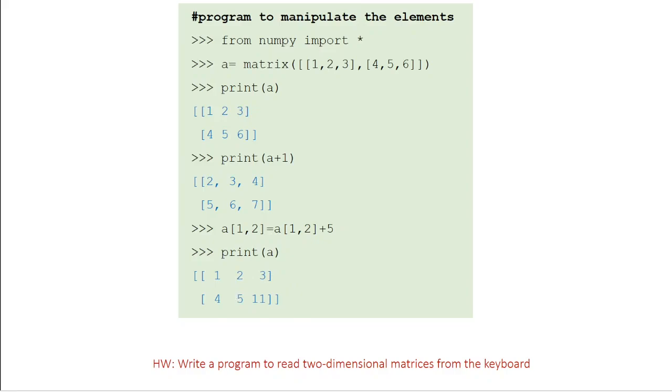In the last class, we have seen how to input into a two-dimensional array from the keyboard. So you use two loops and you input data one by one. Here is an assignment for you. You need to write a program to read a two-dimensional matrix from the keyboard. Basically, you need to use the same program, and instead of the array function, you need to use the matrix function. So that's for today.